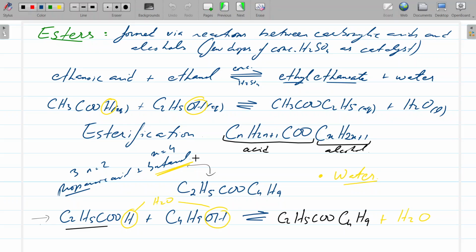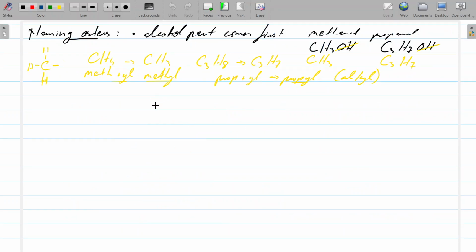So you had butanol over here. How would you use this in the name? Butyl. Butyl, sorry. And so this guy is coming first in the name. So the compound we made is butyl something. Let's look at what the something is. The second part is the acid part.